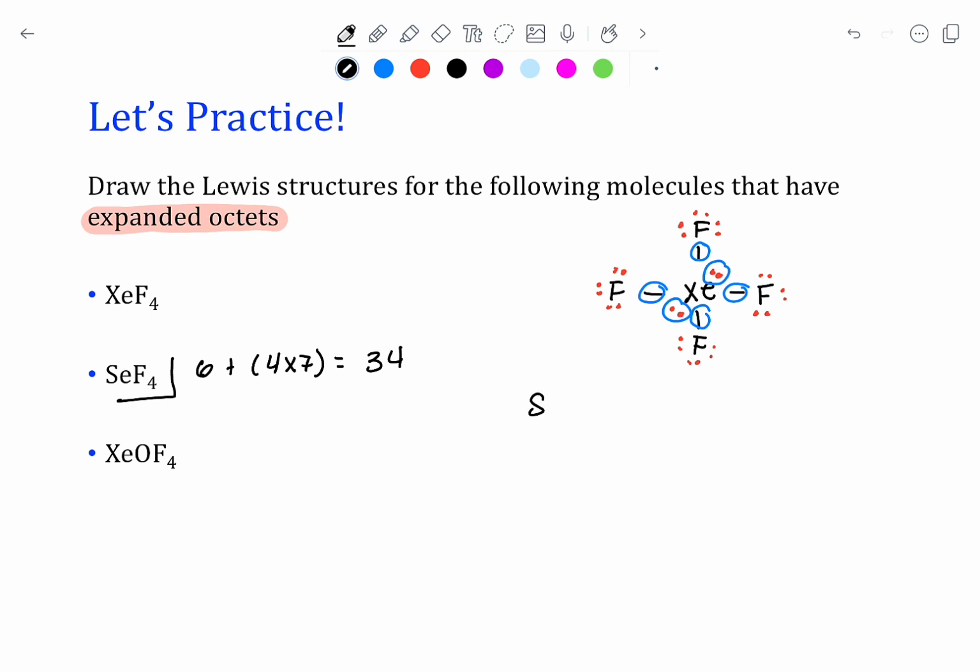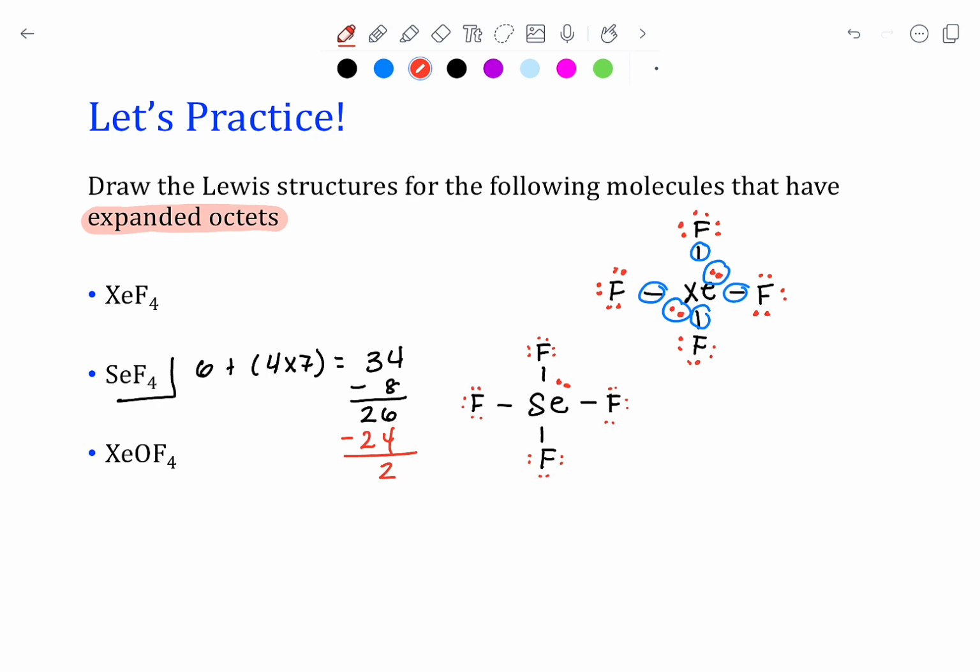So we're going to have selenium in the middle, 4 fluorines around it. We know that to complete their octets, we have to use, let's see, we used up 8 electrons. We have 26 left. To complete the octets of the fluorines, we needed to use, or sorry, 24 electrons. I used up 24 electrons to complete the octet. I have 2 electrons left over, so those 2 electrons are going to go on my central atom of selenium as a lone pair. So still following those rules, 1, 2, 3, all the way through to the end.